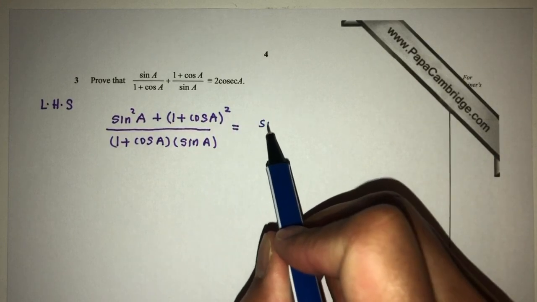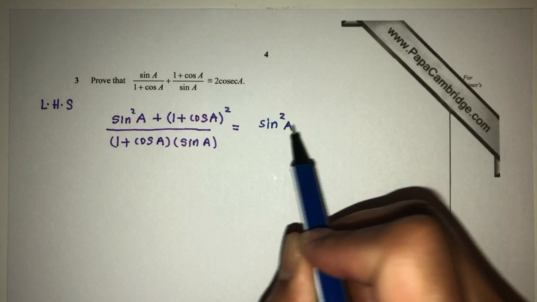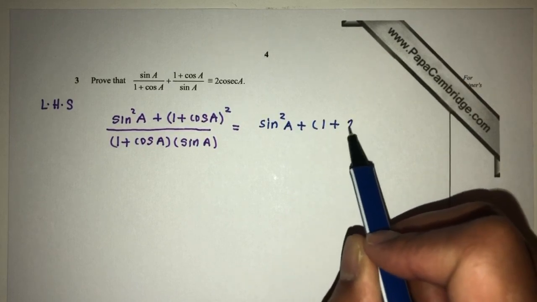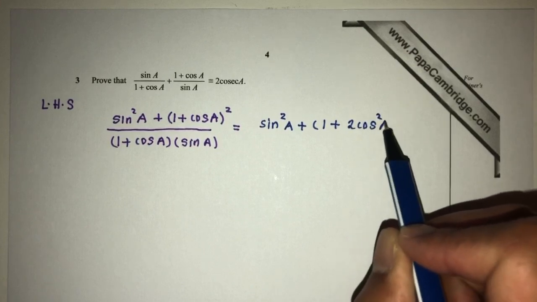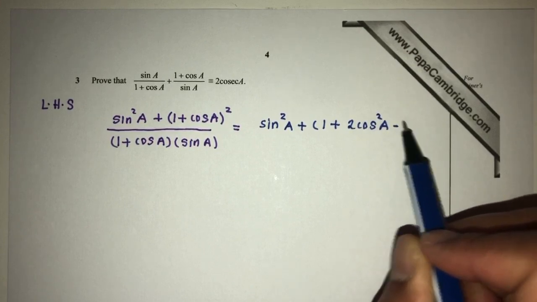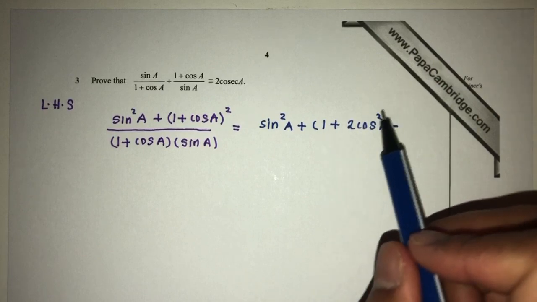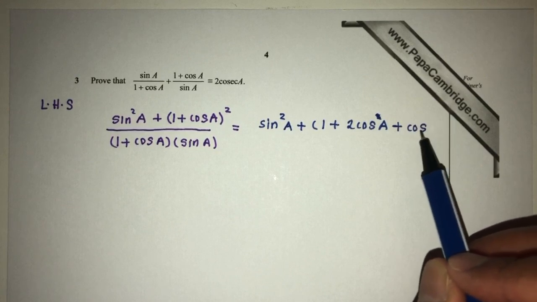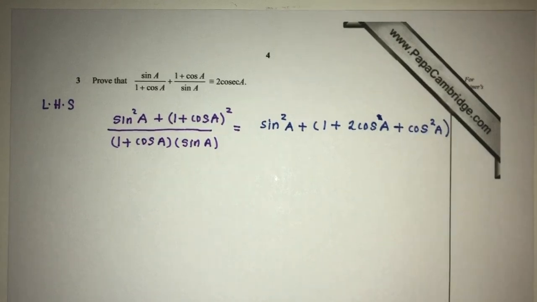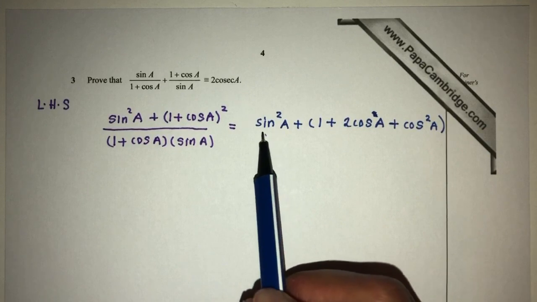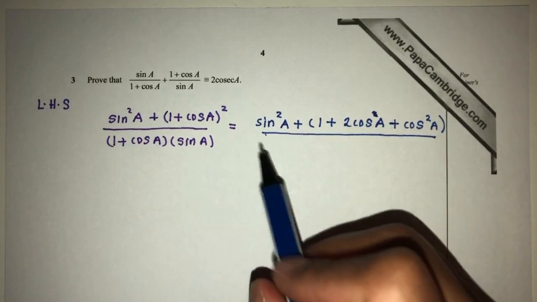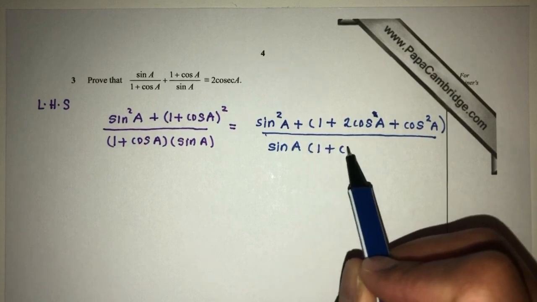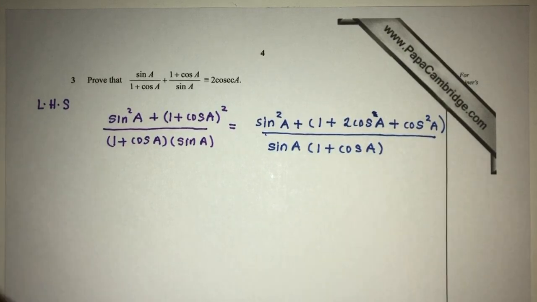So here will be sin squared A plus 1 plus 2 cos A minus, sorry, it's not cos squared, so a mistake here again. That will be 2 cos A, and that will be plus, no, minus cos squared A. That's the expansion for this one. Now divide. That will be sin A multiplied by 1 plus cos A. Oh, that was pretty foolish.